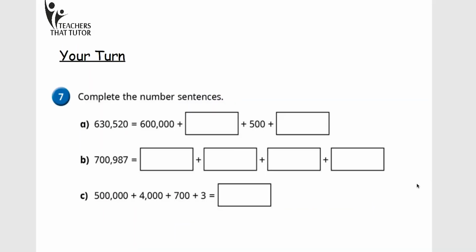And just to finish off, here's some examples for you to try at home. Complete the number sentences, very similar to those SATs questions. We've got 630,520. We've got the 600,000. We've got the 500. So what two parts are missing? Then 700,987. We've got to put all of those parts in, starting with the 100,000s. 500,000, 4,703. You've got to write the number when you put all of those parts back together.